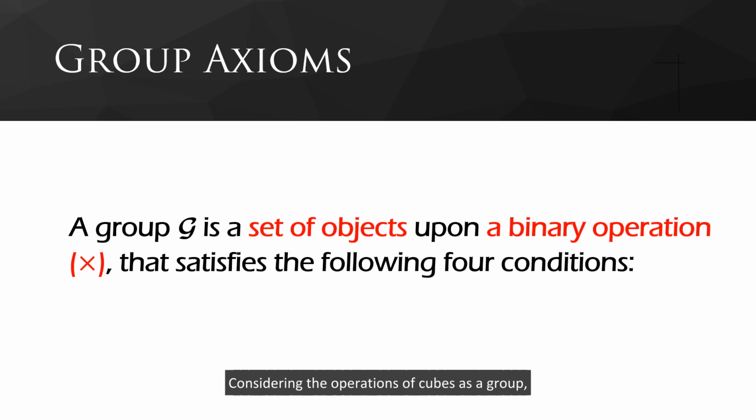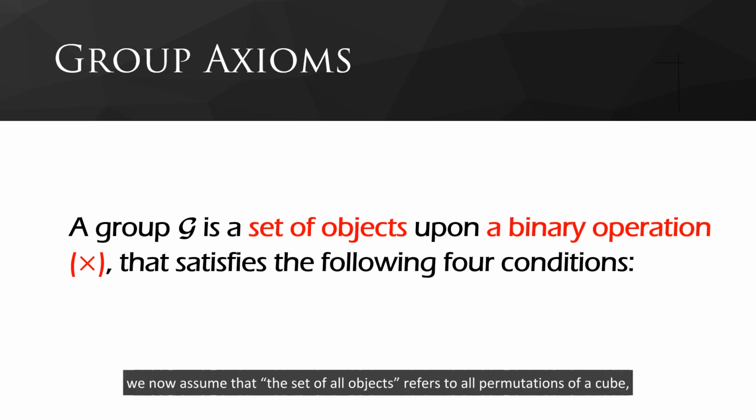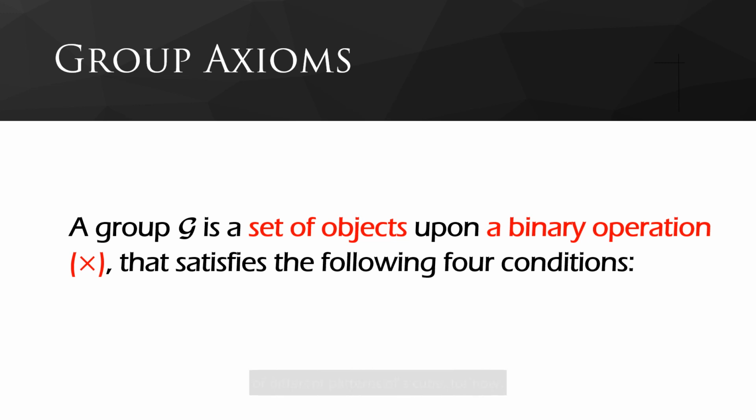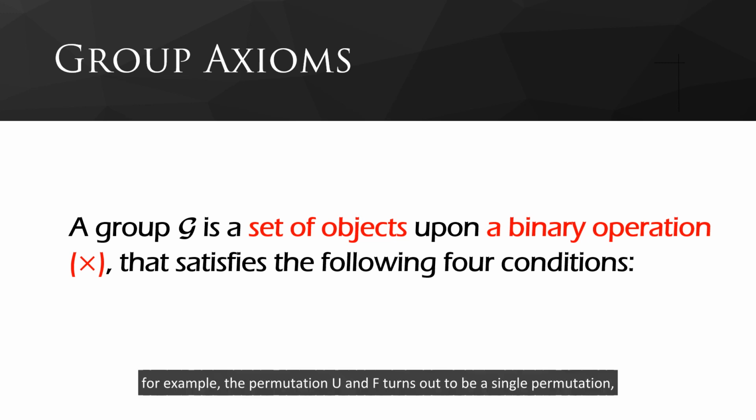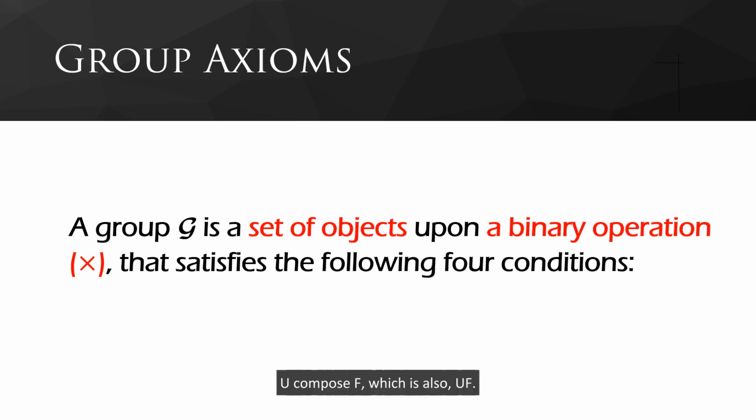Considering the operations of a cube as a group, we now assume that the set of all objects refers to all permutations of a cube, or different patterns of a cube for now. And the binary operation is just composition. For example, the permutations U and F turn out to be a single permutation U composed with F, which is also UF.